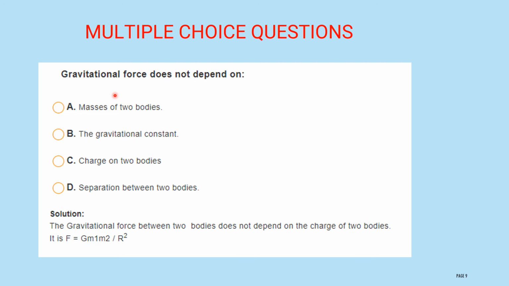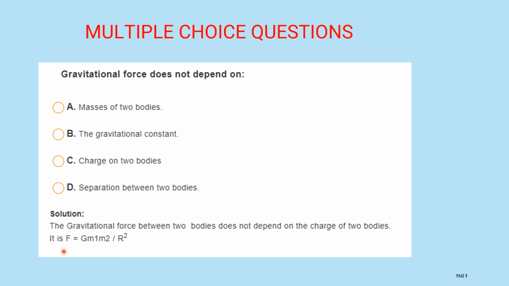Next question: gravitational force does not depend upon. Among these four options, they are asking which factor the gravitational force does not depend upon. Option A, masses of two bodies. Option B, the gravitational constant. Option C, charge on the two bodies. Option D, separation between the two bodies.